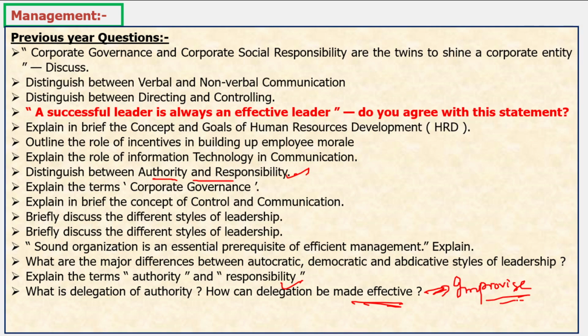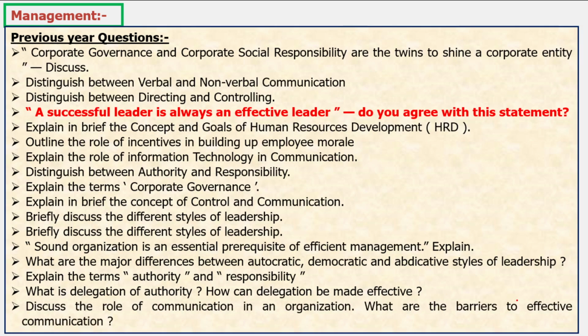That is also important. Next, discuss the role of communication in an organization. What are the barriers to effective communication? If you have done your management syllabus well, you know that these are pointers that we study clearly in our management syllabus. There is a section called barriers to effective communication. If you have studied it, understood it, and know it, this should be a cakewalk answer for you.